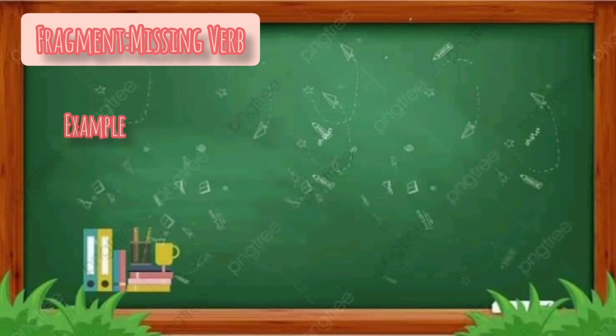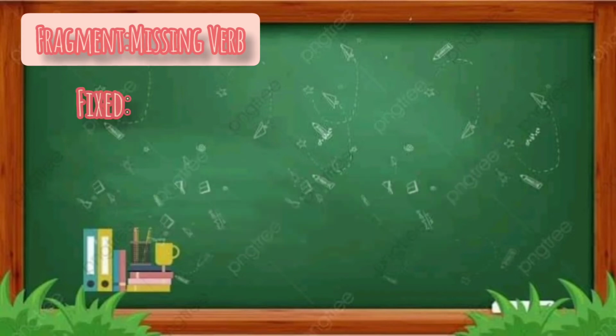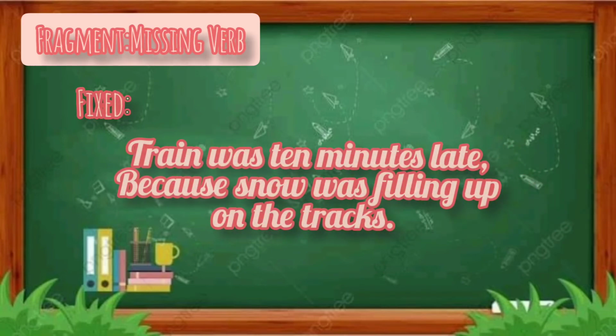Example of a missing verb: The train was 10 minutes late. Period. Snow was filling up on the tracks. Complete sentence: The train was 10 minutes late, comma, because snow was filling up on the tracks.